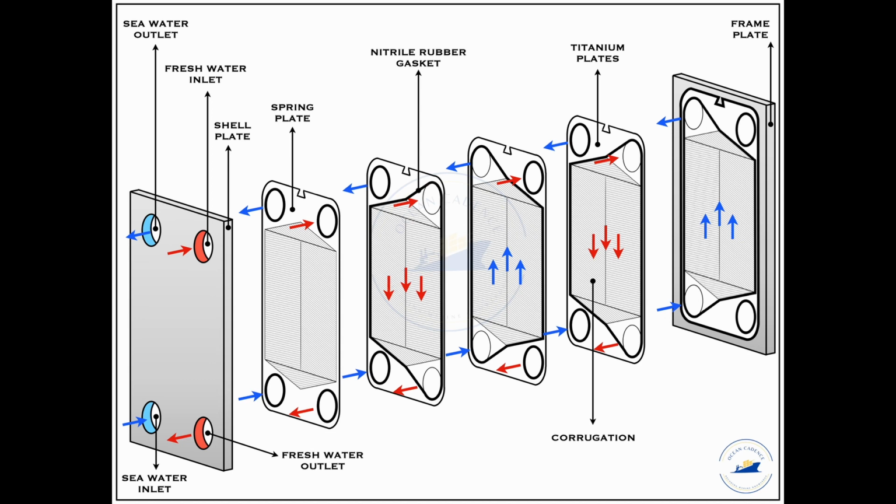Decreasing the number of plates, vice versa, would mean that the tightening torque would also change for the plate type heat exchanger, and the same should be consulted with the manufacturer as well.